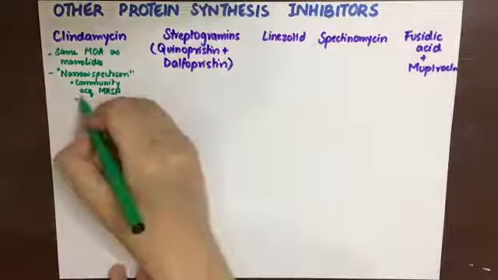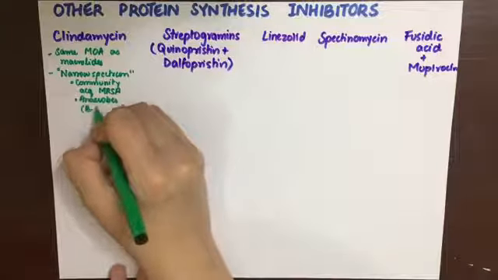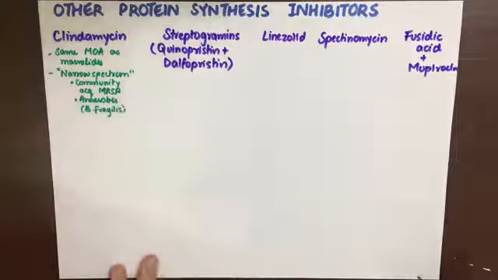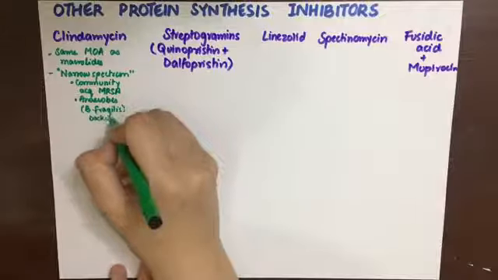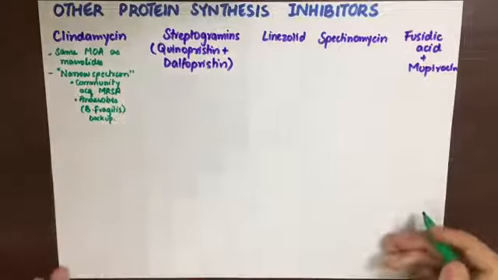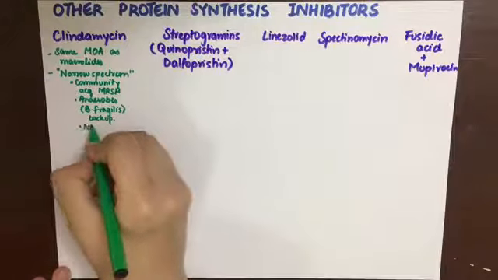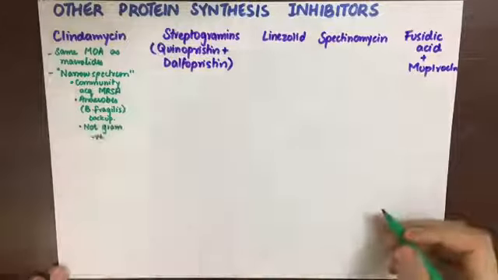It has a narrow spectrum of activity and can be used against gram-positive cocci such as MRSA and also against anaerobes such as Bacteroides fragilis as a backup drug. Now, one thing that you need to remember about clindamycin is that it is not active against gram-negative bacteria.